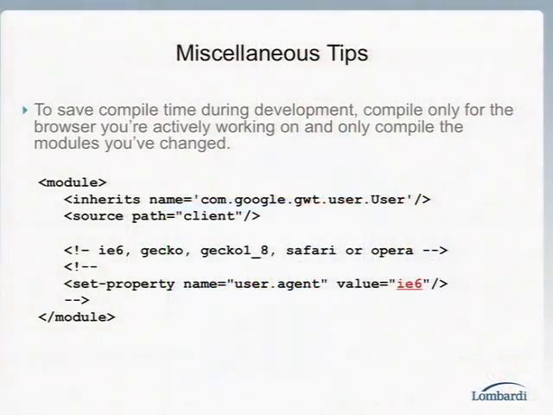So this is one of our GWT module XML files. We simply have a line in here that we keep commented out. And when I'm doing debugging and I want to only build for, in this case, Internet Explorer, I simply uncomment that line. And next time I do a compile, it's only going to generate the JavaScript for Internet Explorer. You're going to find that this saves you a lot of time.